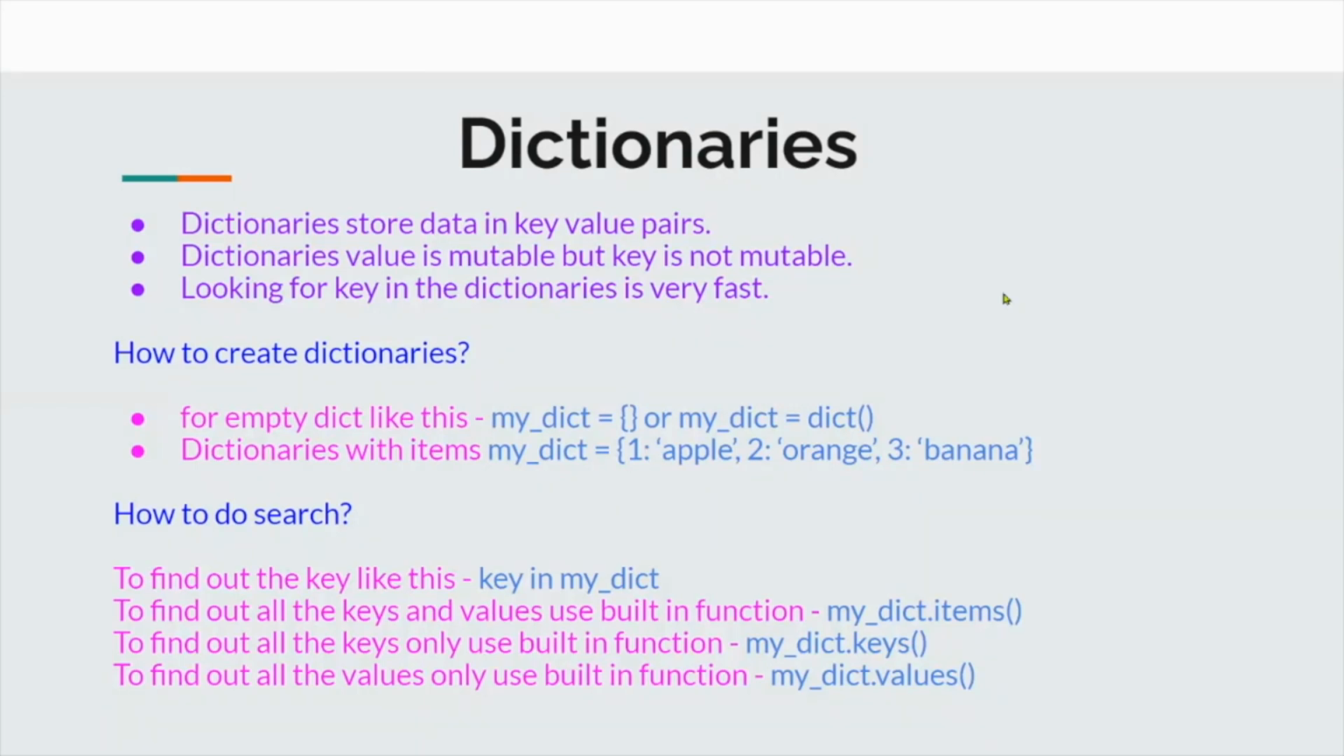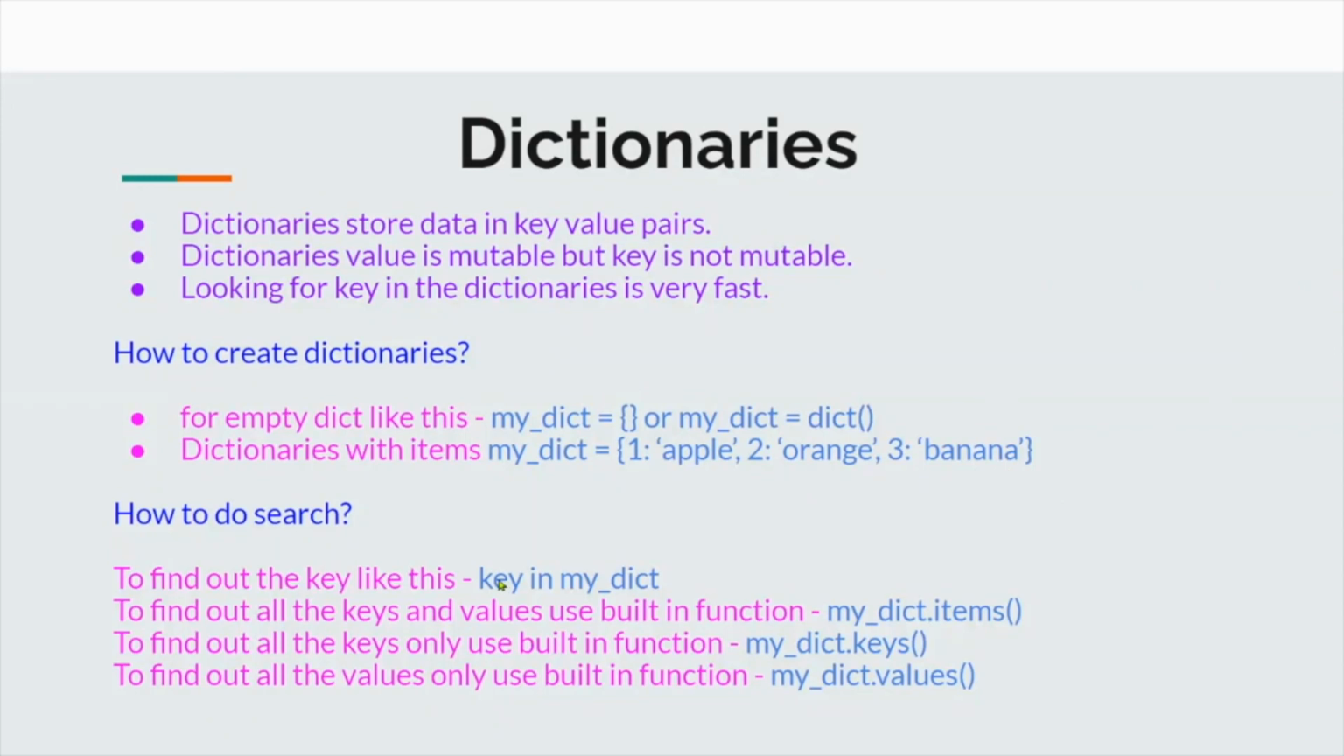And how can you create a dictionary? You can create an empty one, and there is another way where you create all the items within the dictionary. This is the key and this is the value. So the keys are 1, 2, 3, and the values are apple, orange, and banana. This is how you can create it.